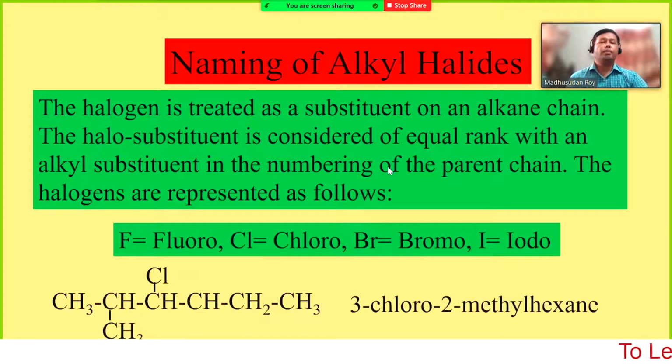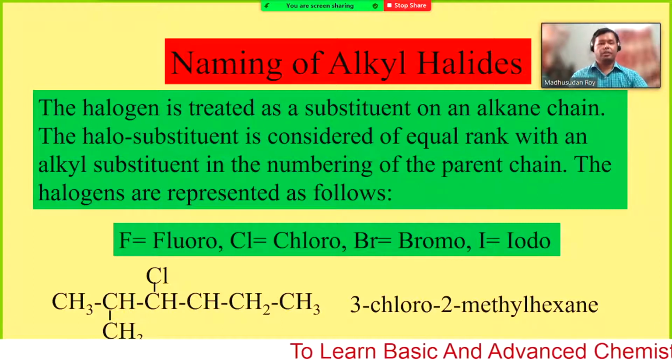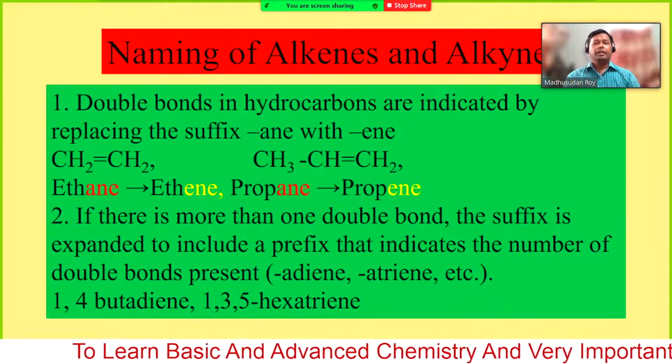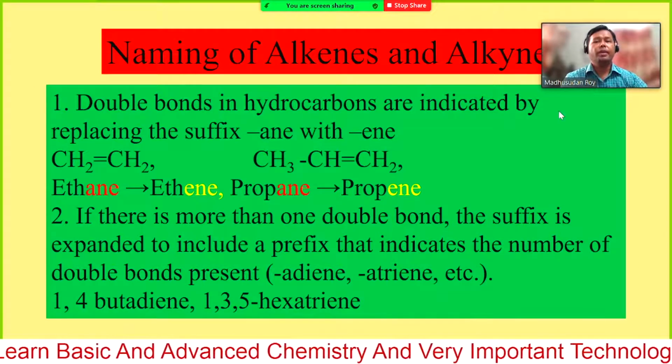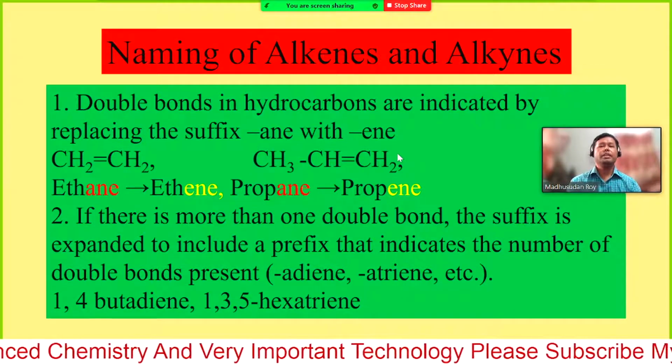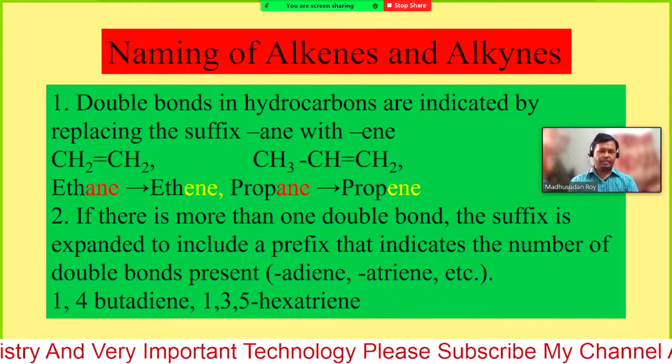If we have some other names during our study of several chapters, then we will name that compound, if we have many more alkyl halides. Now we will go for the naming of unsaturated hydrocarbons, that means alkenes and alkynes.